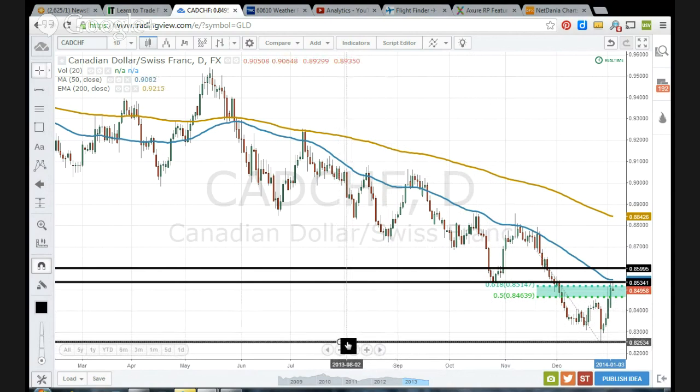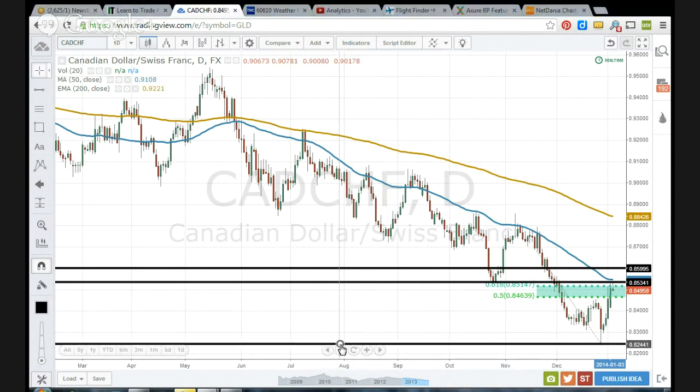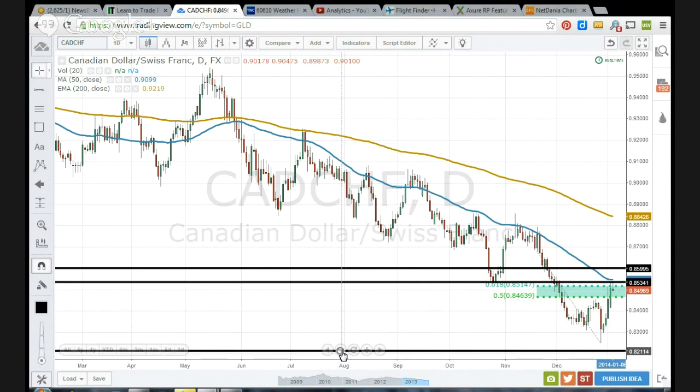I probably wouldn't want to stop. I don't like generally to move my stop closer. I like to have a nice cushion. So let's see what the weekly chart looks like.